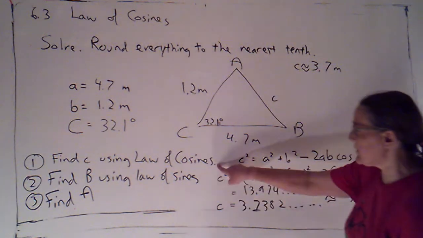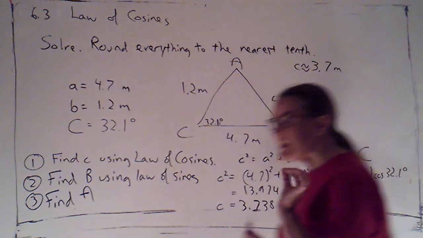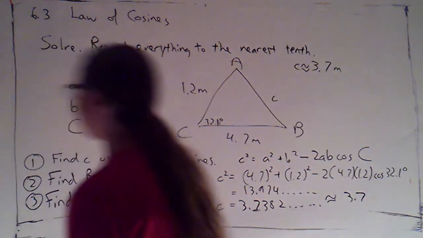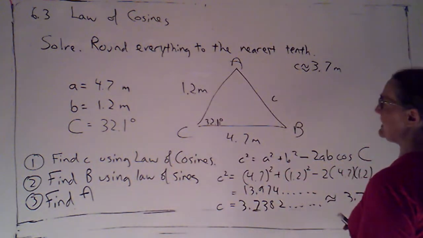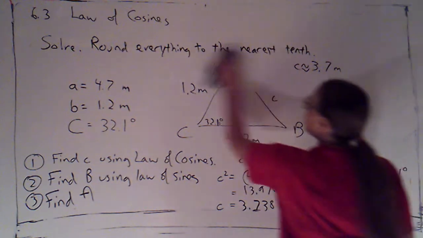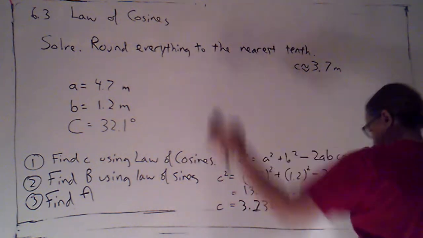Okay, so we've done step 1. Now we're ready to find angle B, which we know is an acute angle because it's not the biggest one. Okay, so let's see. I need some space here. I think I'm just going to erase the picture.